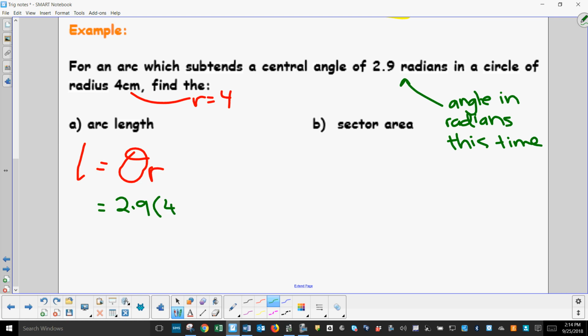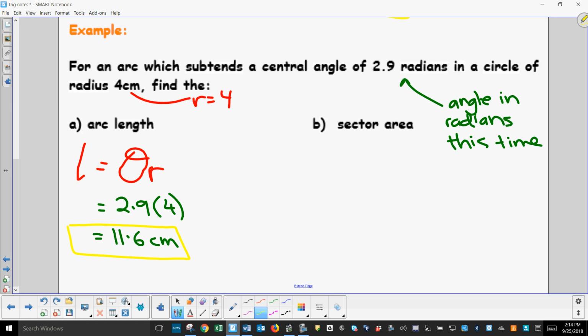So radians, this is another good reason why things like this could be on non-calc. What was it again? Was it 11.6 cm? Okay, good, because it's a length. So these are examples that could be on non-calc, because that's a lovely simple formula. We could give you a radius of 10 or something, or 100. That could be done super nicely on non-calc.